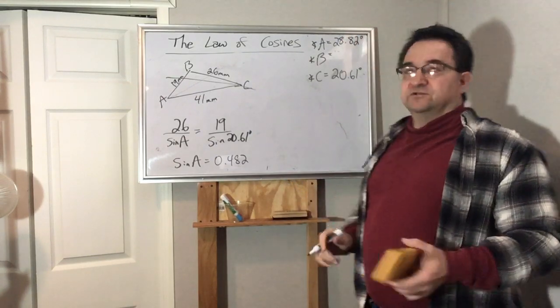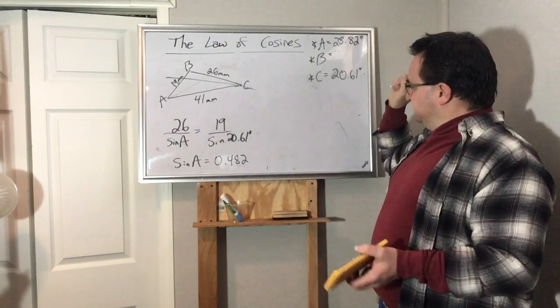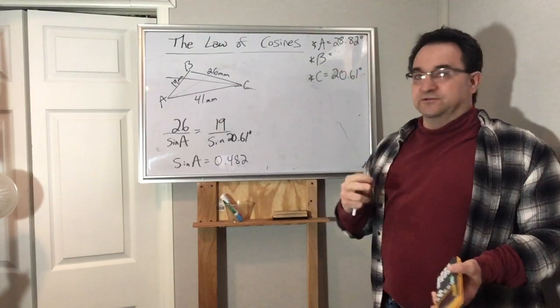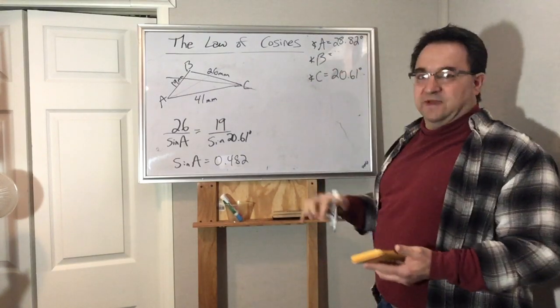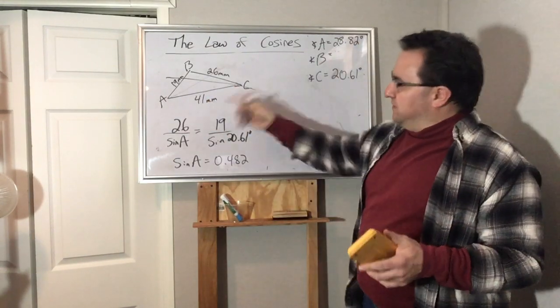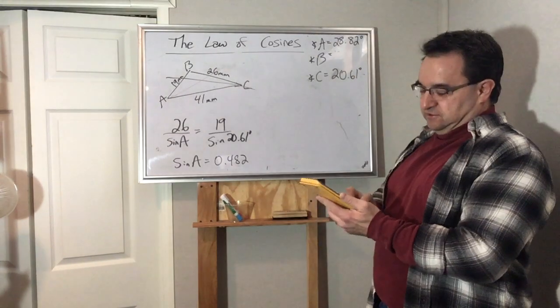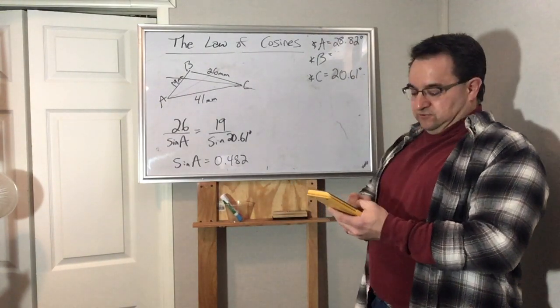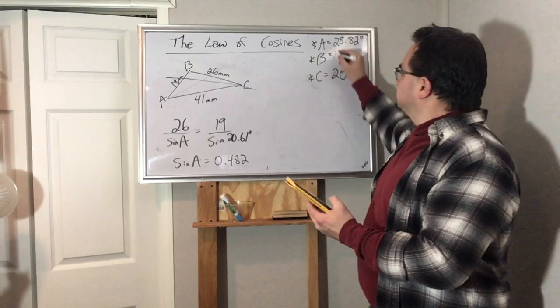And that gives me 28.82. So let's see. I used the law of cosines first. I used the law of sines second. And the third one, all I've got to do is 180 minus, minus. And I never had to worry about whether it's acute or obtuse, because I chose the acute ones first. So I have 180 minus 20.61 minus 28.82.